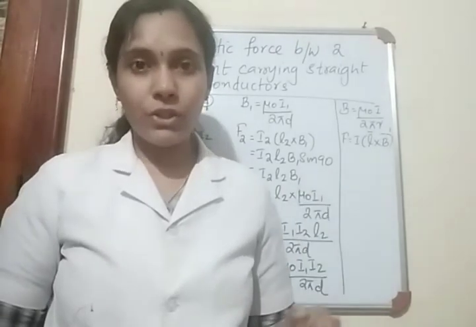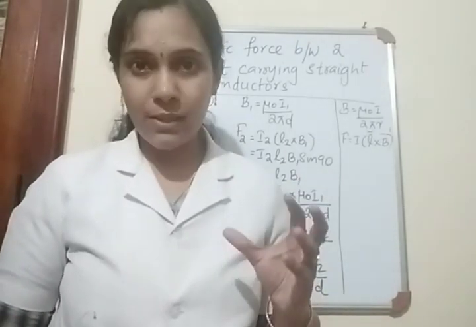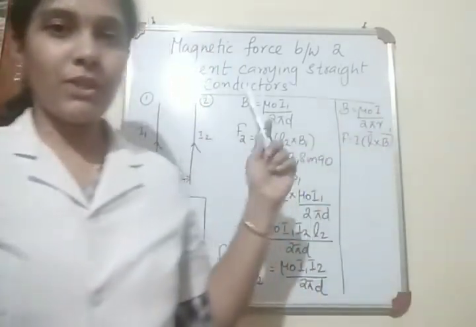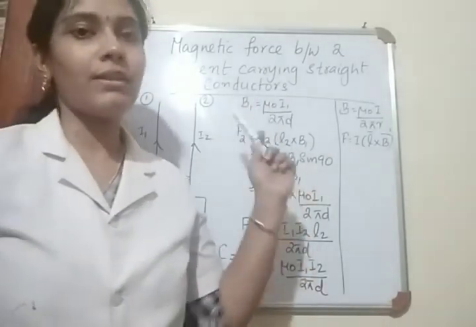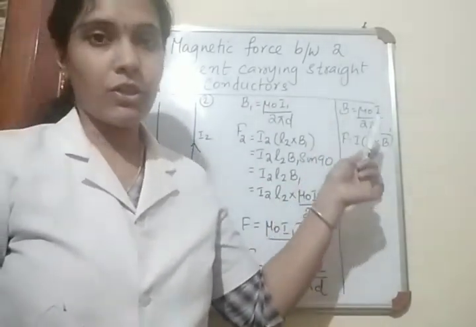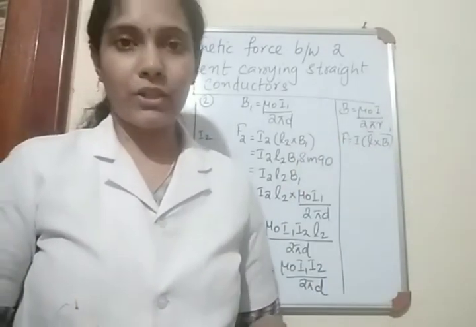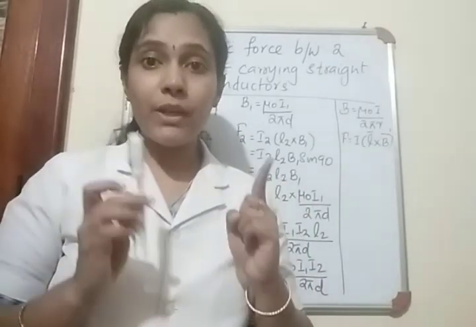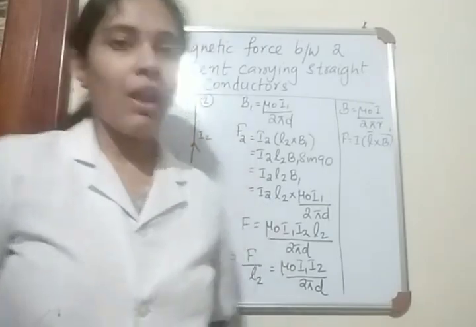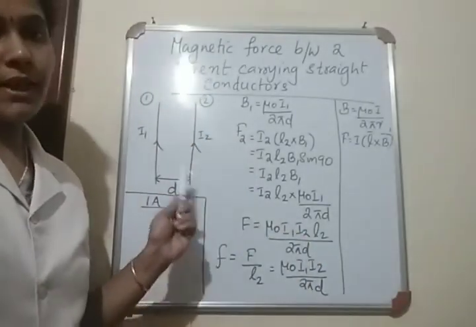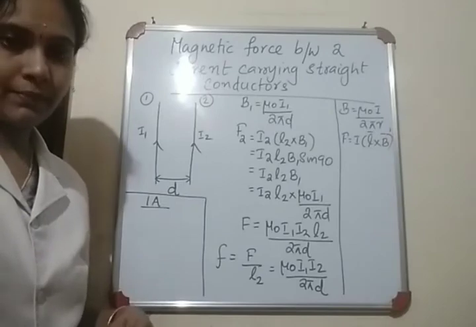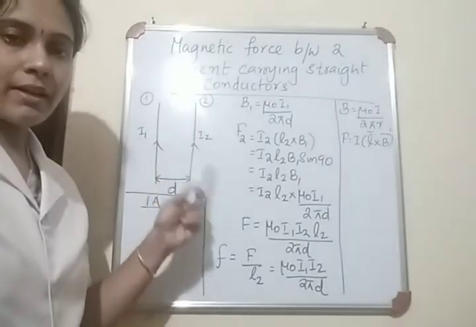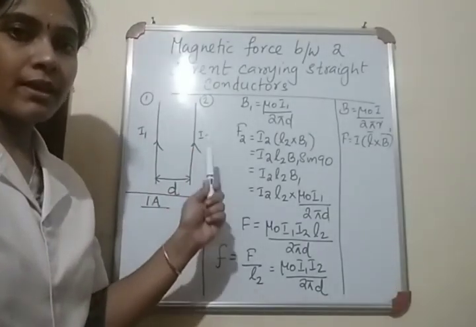Here we are going to discuss a new and interesting concept of this chapter, that is the magnetic force between two current carrying straight conductors, and we are using this expression of magnetic field in this derivation. So how will you derive an expression for the force existing between two current carrying straight conductors? For that, consider two straight conductors as shown here. This is conductor 1, this is conductor 2. Conductor 1 carries current I1 and conductor 2 carries current I2.